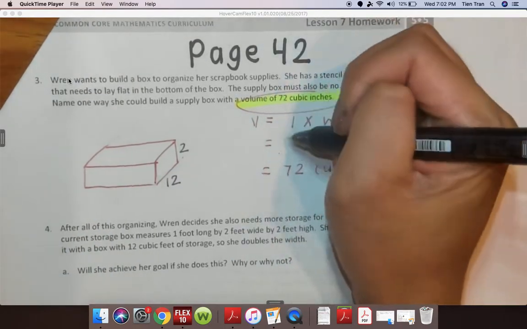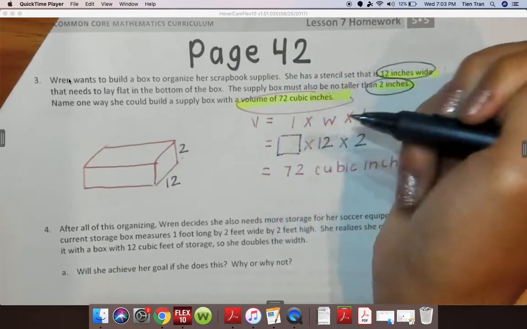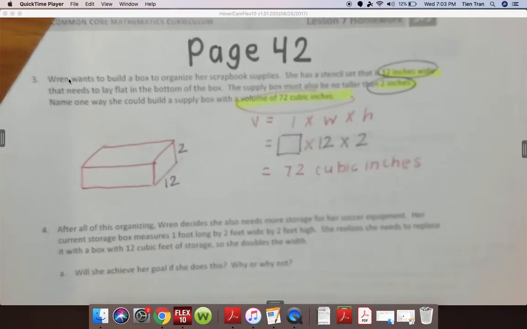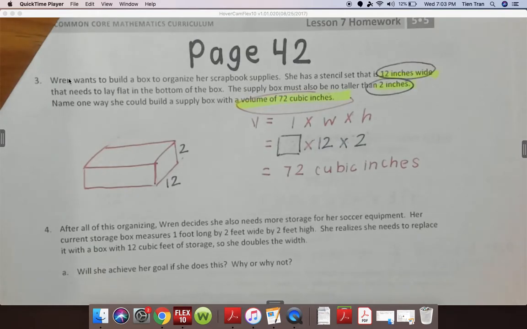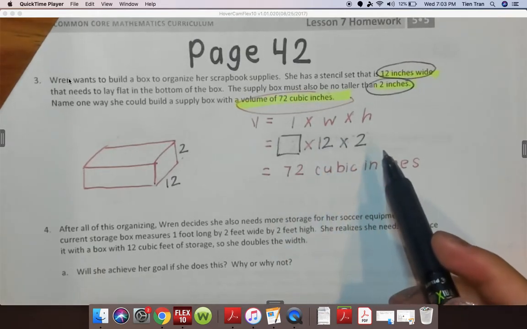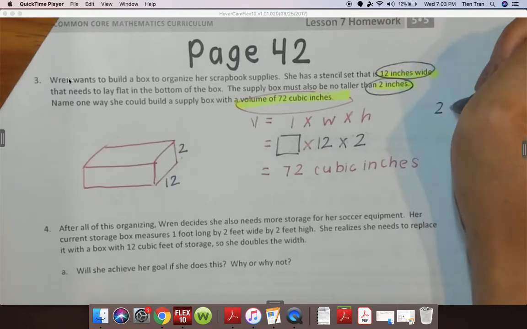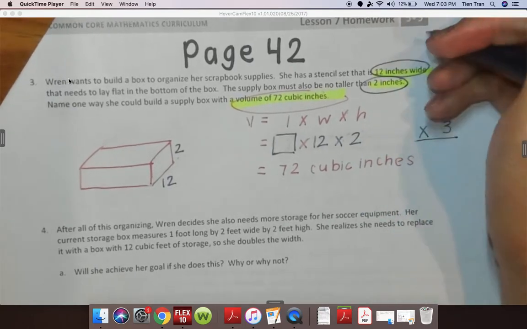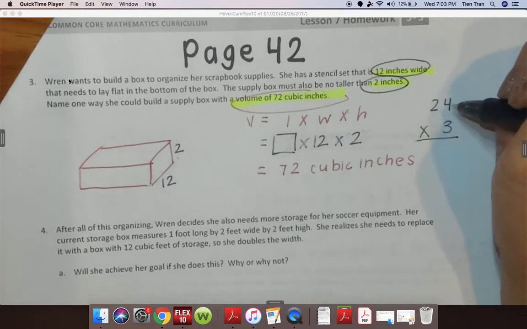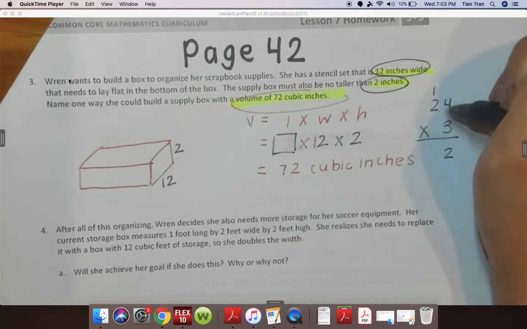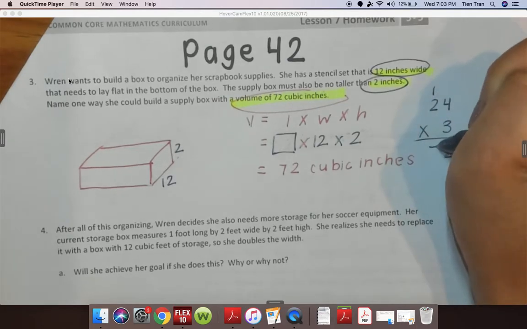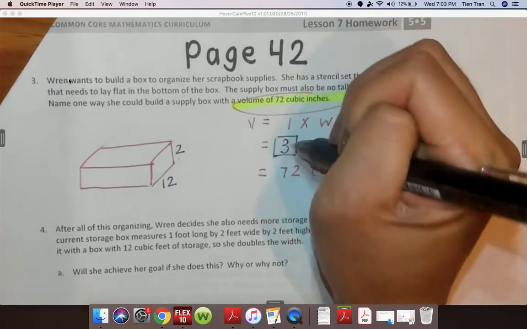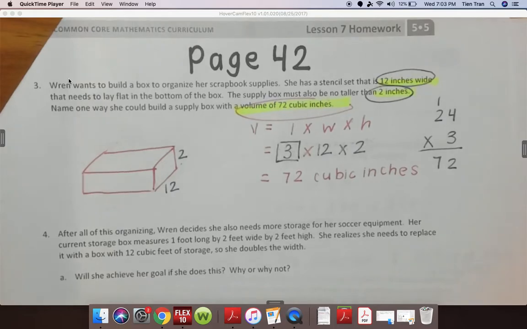And now I need to figure out what could my length be, because they haven't given me a length yet. So 12 times 2 is 24, and 24 times 3 is going to give me 72. 4 times 3 is 12, 3 times 2 is 6, plus 1 is 72. So 3 is the logical answer for that.